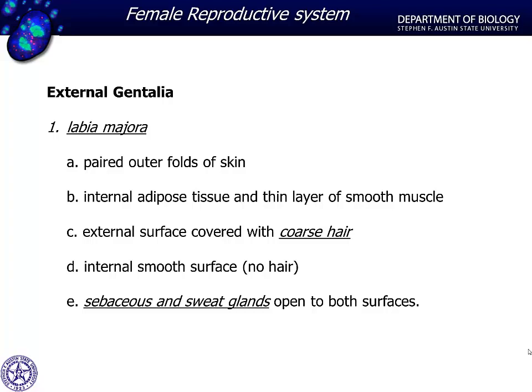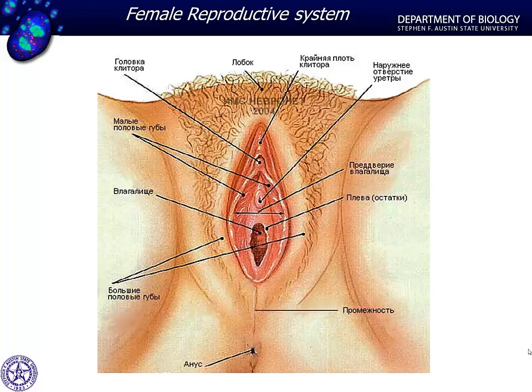We'll have some adipose tissue, some layers of smooth muscle, but our labia majora are going to be the external surface. The outermost portion here is covered with coarse hair. The internal surface is going to be free of hair. However, sebaceous glands, sweat glands, we will see these on both surfaces of these outer portions of the labia majora.